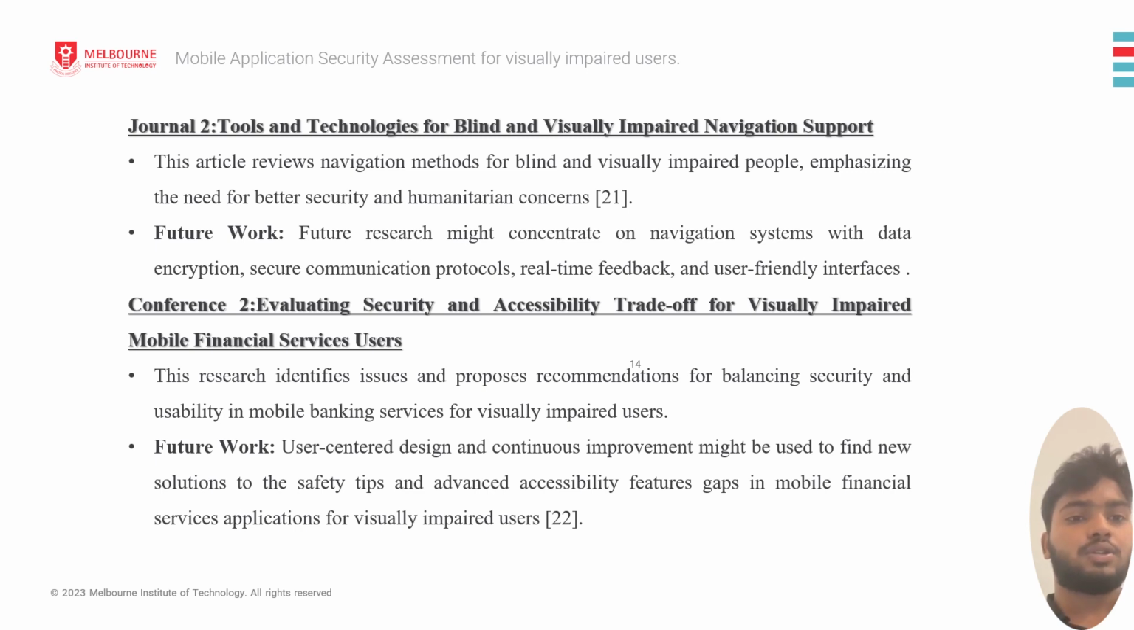real-time biofeedback, and user-friendly interfaces. Coming to conference 2, evaluating security and accessibility trade-offs of visually impaired mobile financial service users. This research identifies issues and proposes recommendations for balancing security and usability in mobile banking services for visually impaired users. Future work: user-centered design and continuous improvement might be used to find new solutions to safety tips and advanced accessibility feature gaps in mobile financial services applications for visually impaired users.